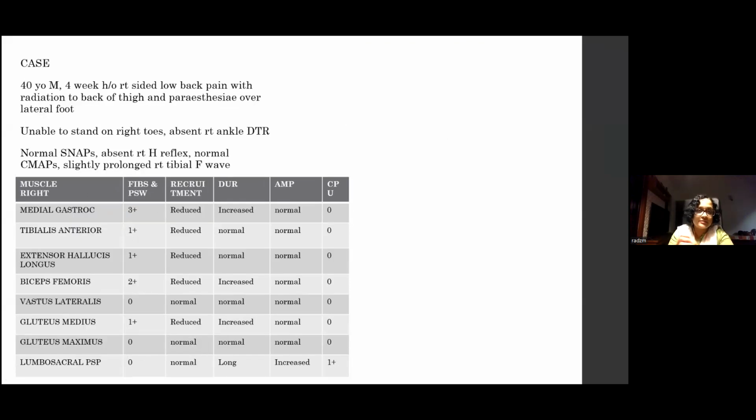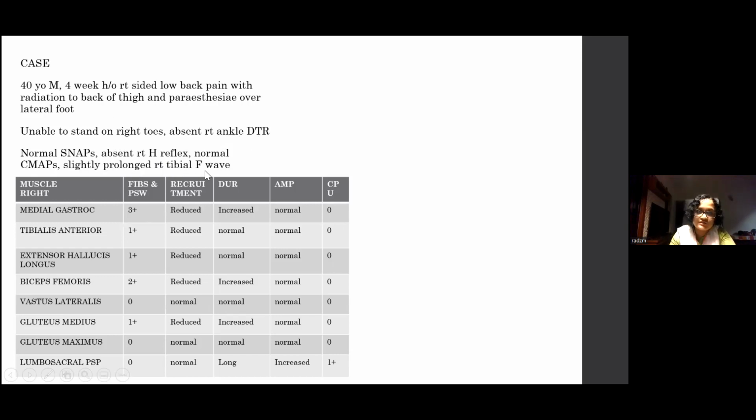So another radiculopathy case, this time a lumbosacral radiculopathy, right-sided low back pain. Some weakness is there, unable to stand on the toes, absent right ankle DTR. So there is some suggestion this could be an S1 involvement. Normal sensory nerve action potentials, as you would expect in a preganglionic condition such as radiculopathy. Absent right H reflex, which matches with your clinical finding of absent right ankle reflex. Normal motor responses because it's quite acute.